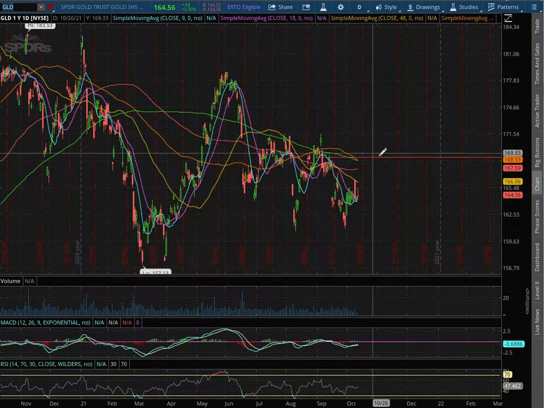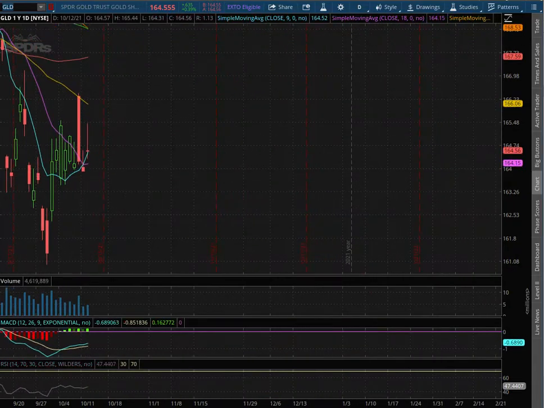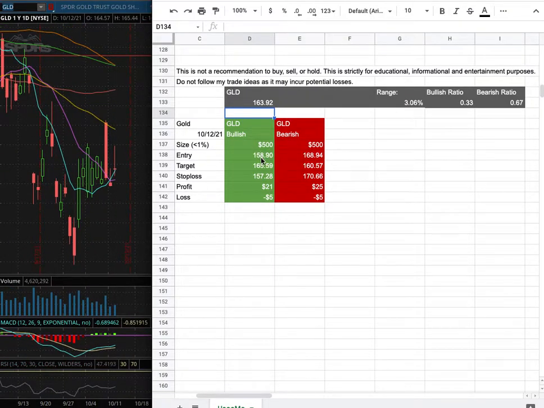As with the trade idea, I'll be trading GLD, and my position size for it is less than 1% of my portfolio. My sell target is at $165.59. My stop loss is at $157.28.